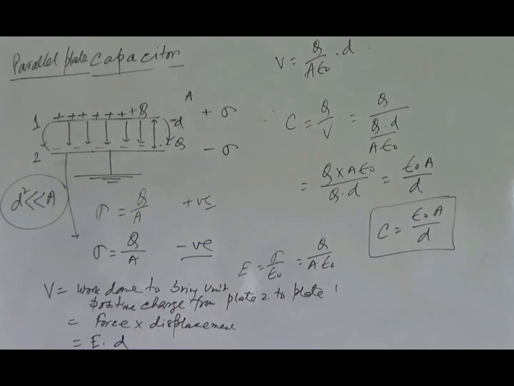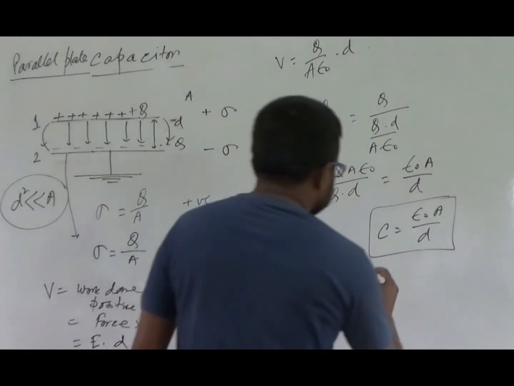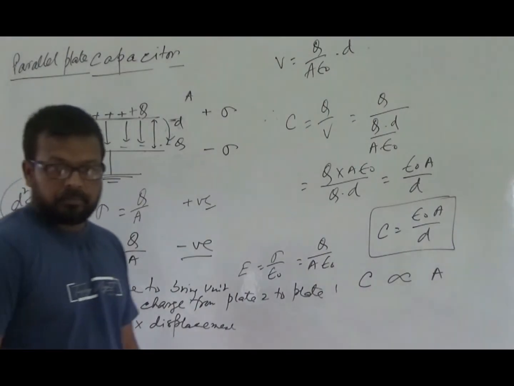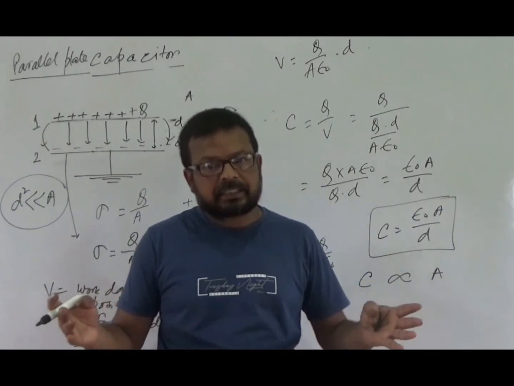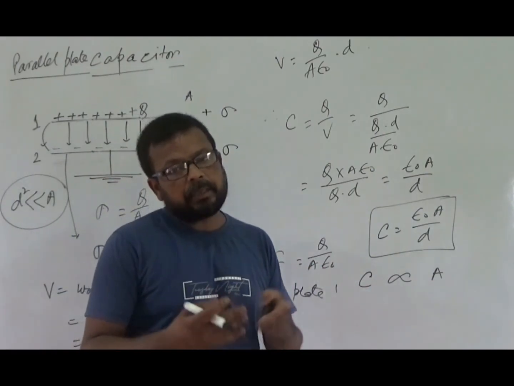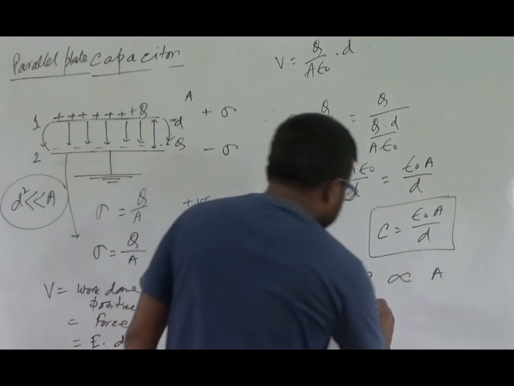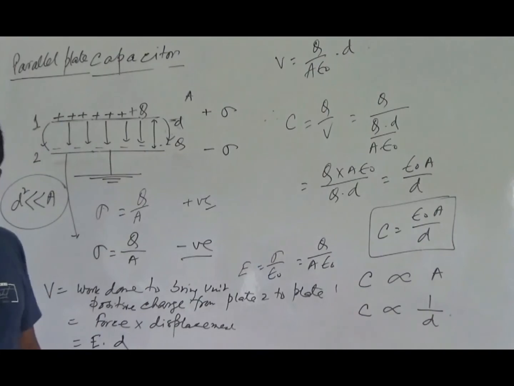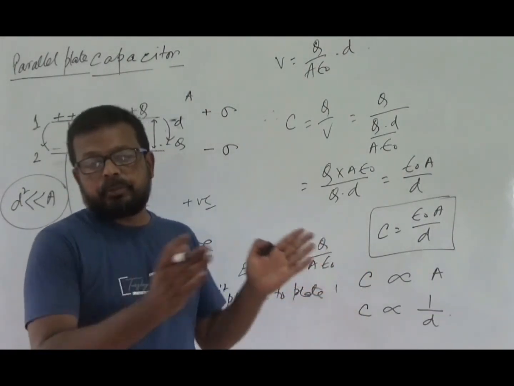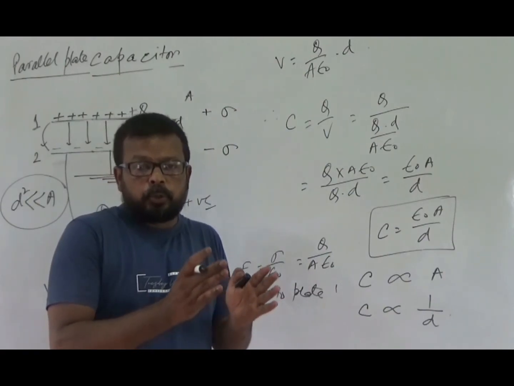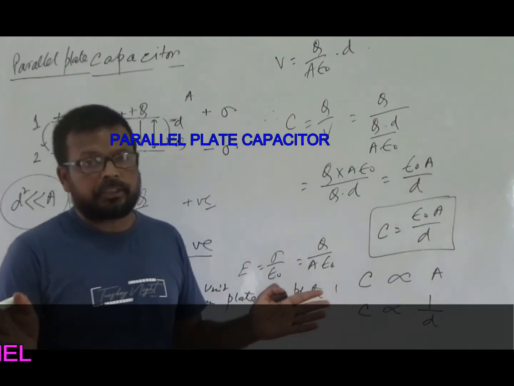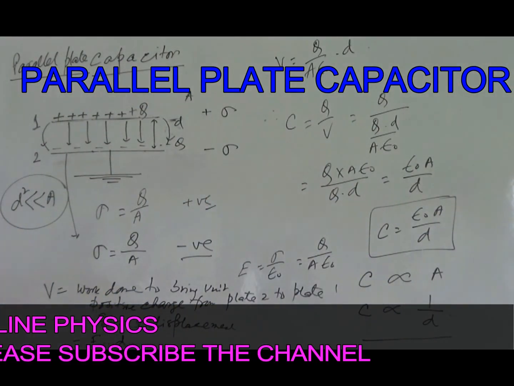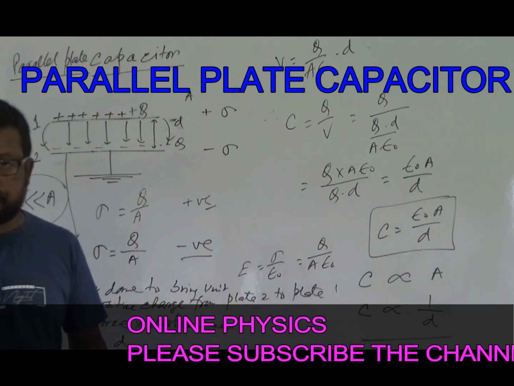And from here we see that the capacitance is proportional to the area of the conducting plate. If the area of the conducting plate is large, capacitance will be large. If the area is small, then capacitance will be small. And also it is inversely proportional to the separation between the plates. If the separation between the plates is large, then capacitance will be small. If the separation between the two plates is small, capacitance will be large. This is the parallel plate capacitor with vacuum in between the two plates.